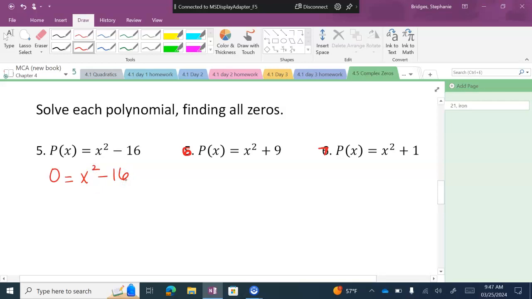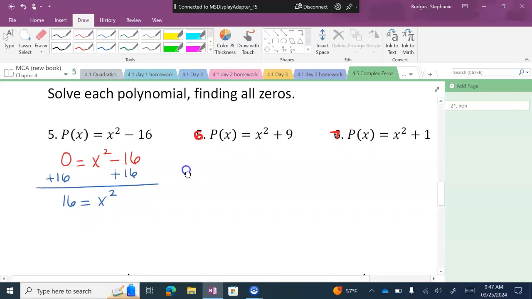Now, another way I can solve this, because I simply have x squared and a constant term, is I can get that x squared by itself. How would I get the x squared by itself here? Add 16 to both sides, yep. So that's going to be 16 equals x squared. And then I can continue to solve this by taking the, what of both sides? Square root.